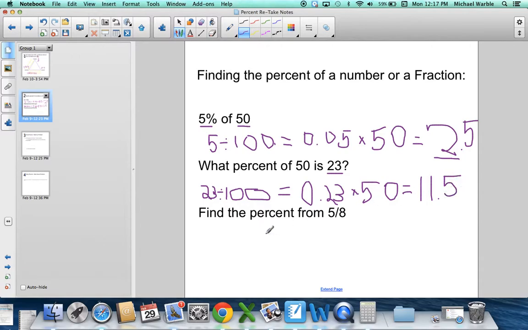Okay, on your own, find the percent from 5/8. And then when you're finished, raise your hand and check with me, or Mrs. Pantzer, or the teacher.